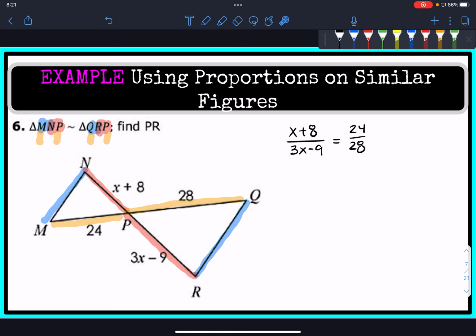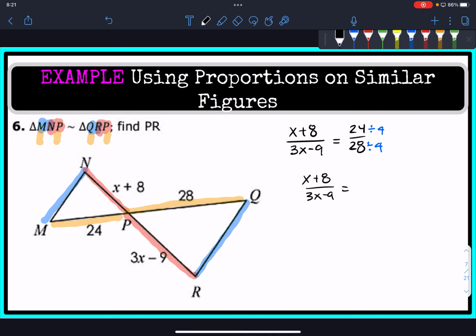24 over 28 have a common factor. I can divide both of those numbers by 4. So instead of using these large numbers, I'm noticing that they have a common factor of 4, so I'm going to reduce this number and use a smaller fraction for that value there. So x plus 8 is going to equal 3x minus 9.